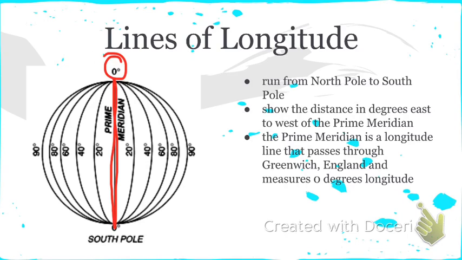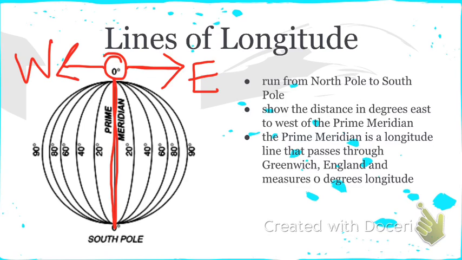So anything that is this side of the prime meridian is going to be measured in east. Anything this side will be measured in west. So for example, we have 90 degrees west, and then we have 90 degrees east over here.